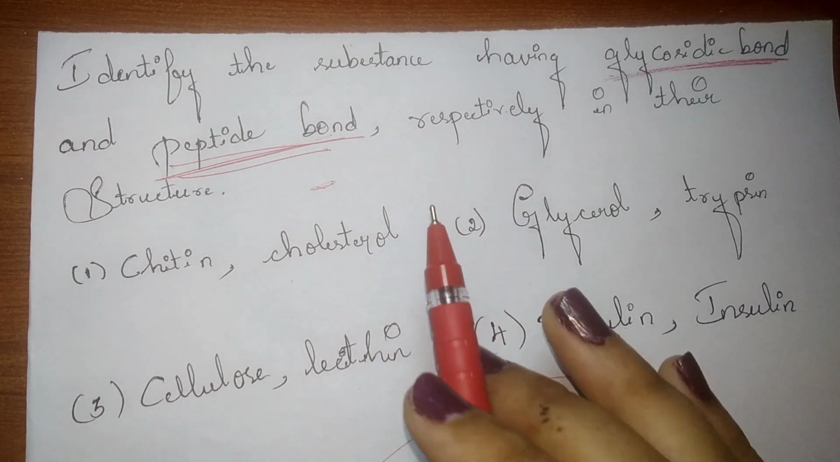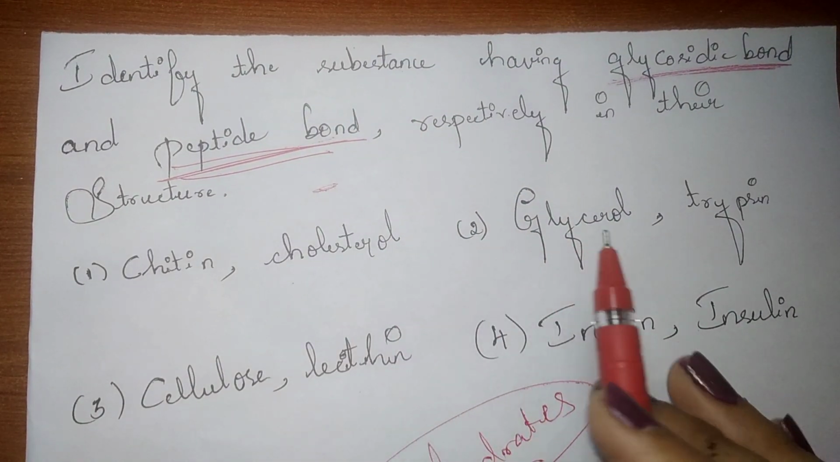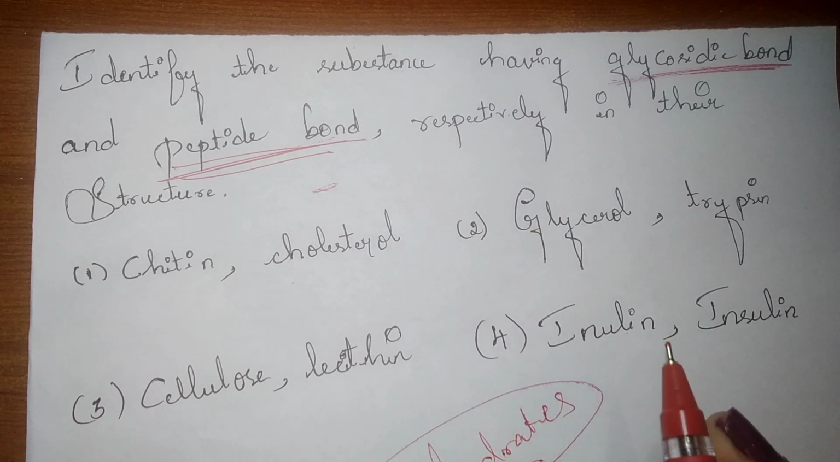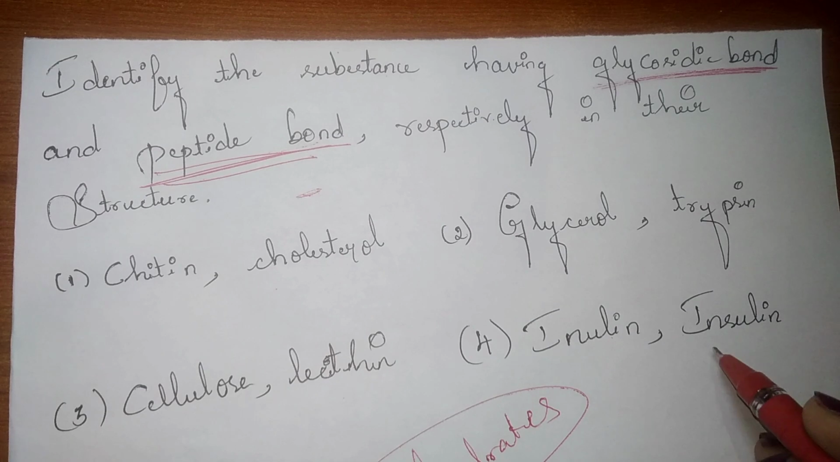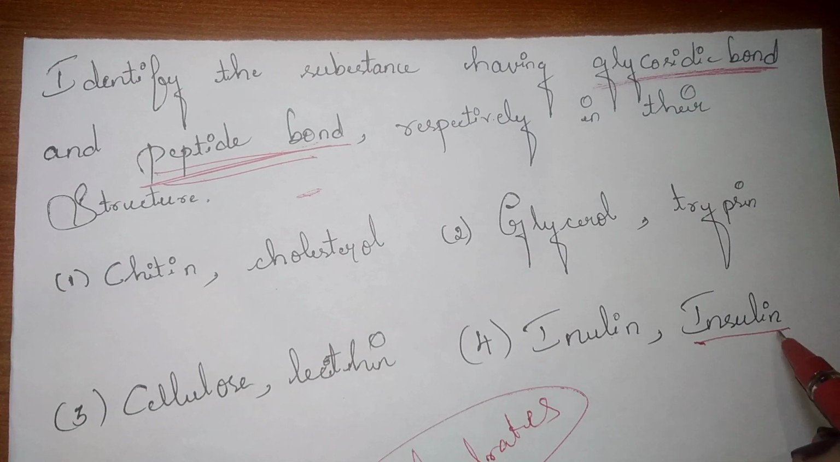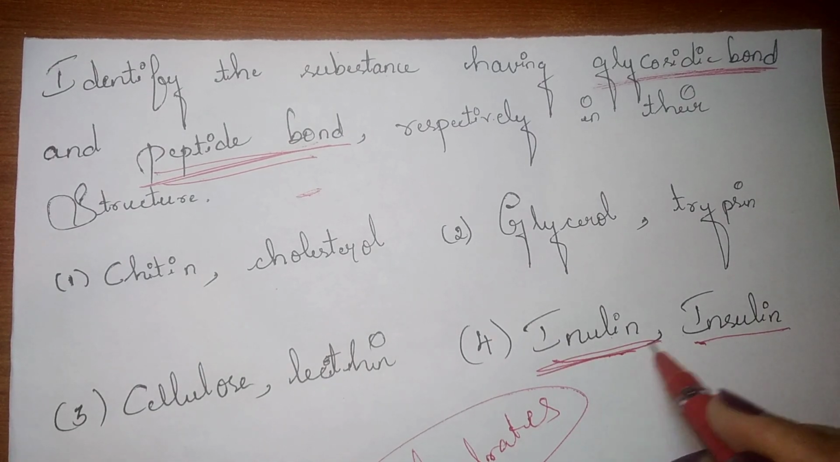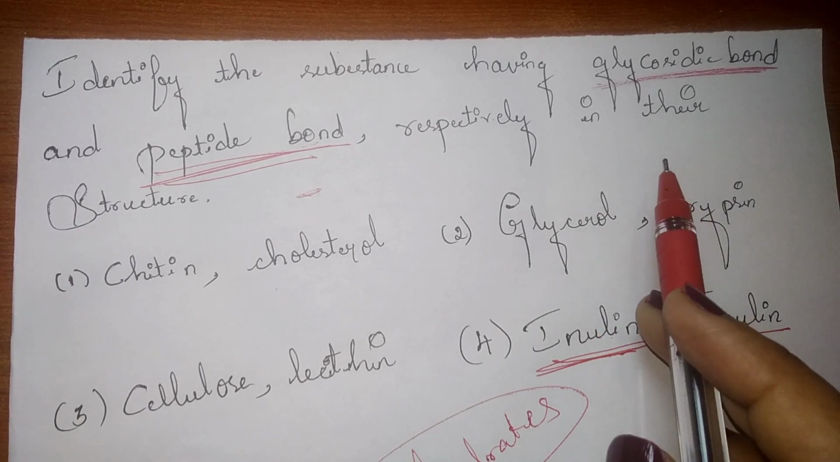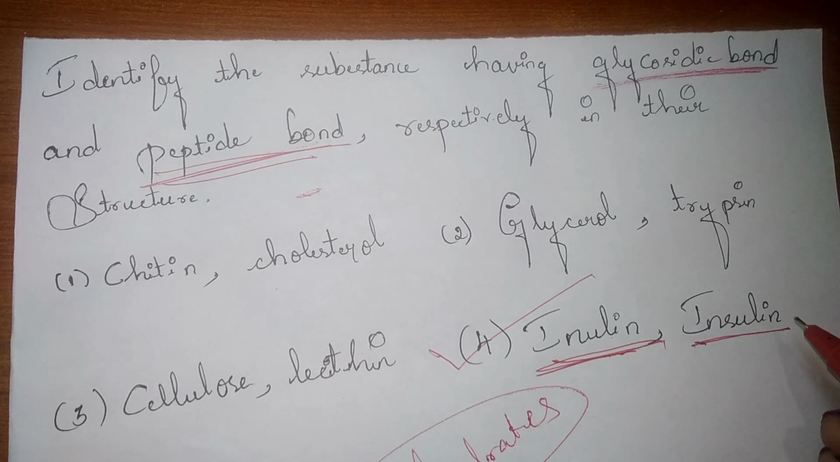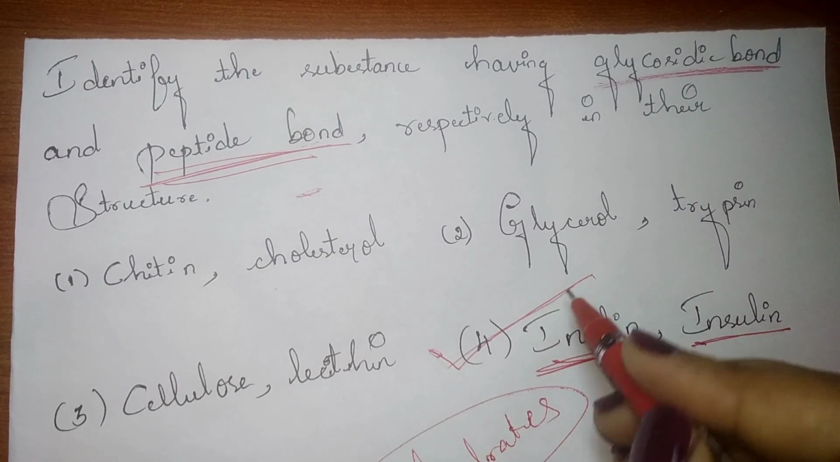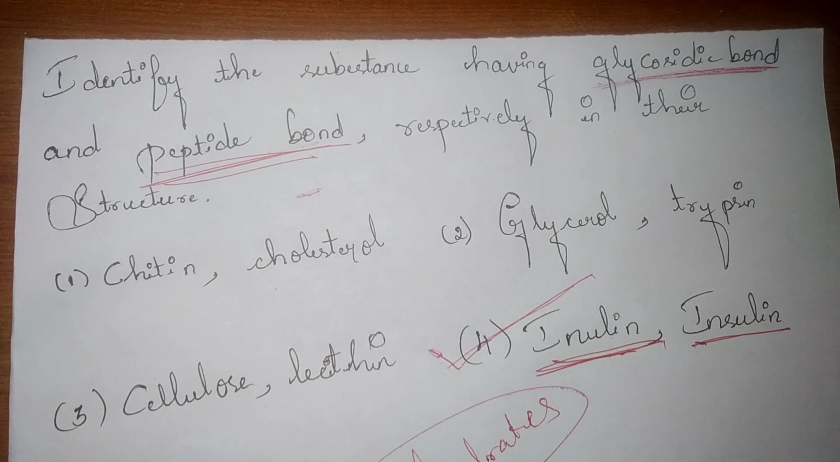These bonds are usually found in carbohydrates and proteins. Among these options, we need to choose which contains carbohydrates and proteins. Here we know that insulin is a protein, and inulin is a carbohydrate. So the glycosidic bond and peptide bond are found in the inulin and insulin. Inulin and insulin is our right answer.